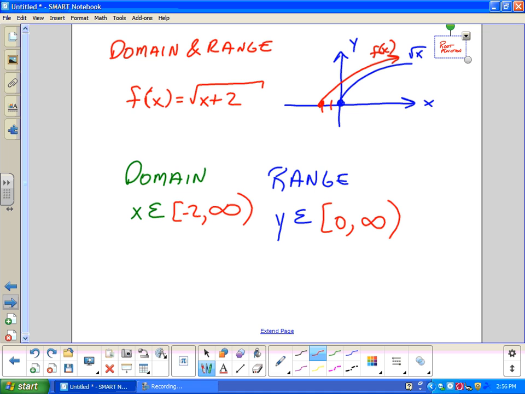Again, this should be a fairly large amount of review. Sometimes students like to write it this way, and that's fine with me. I prefer this. I prefer the variable on the other side, but either way, any of these notations are correct.